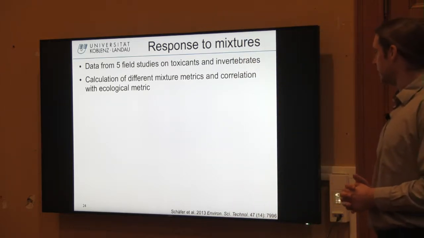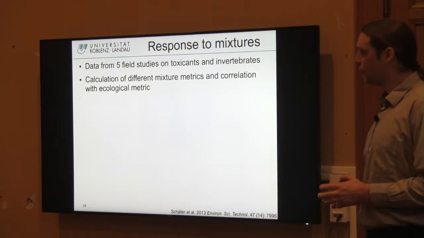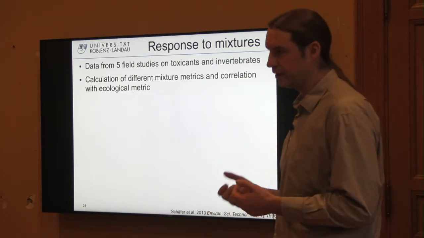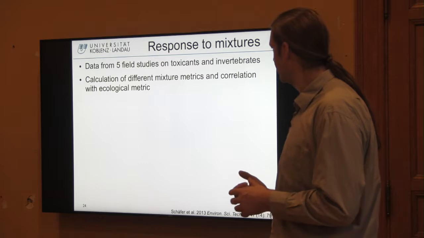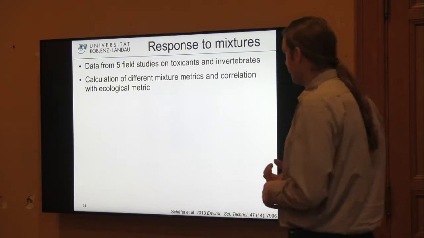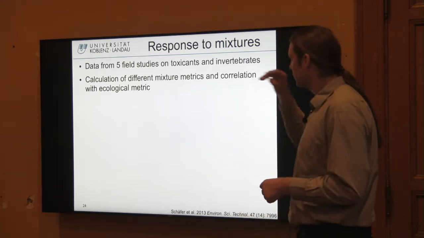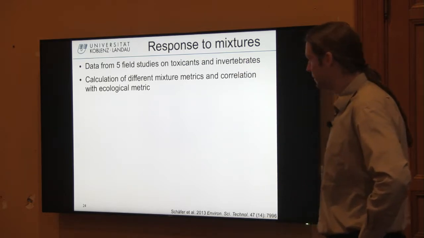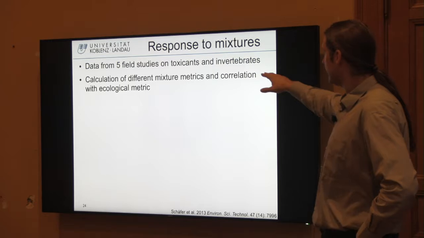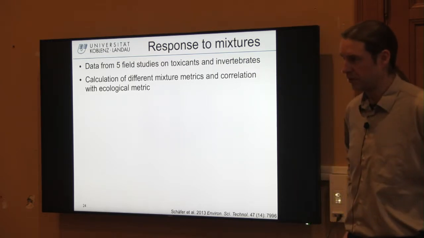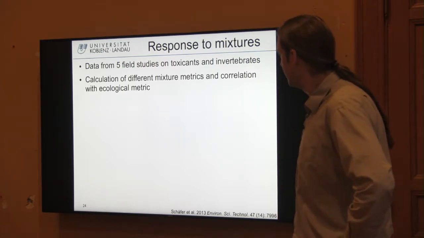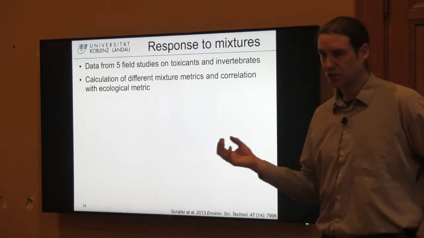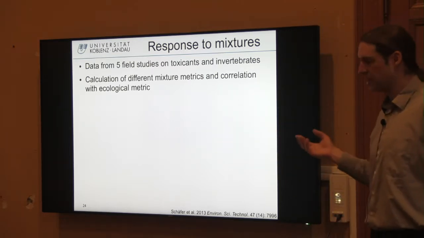So a study that we did a couple of years ago, we looked at different predictions of effects from pesticides. We took data from field studies. That was not only pesticides, it also included studies with generally organic toxicants. And we looked at invertebrate communities, and we calculated different mixture metrics and then correlated these mixture metrics with ecological metrics.